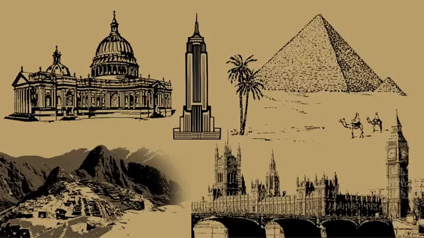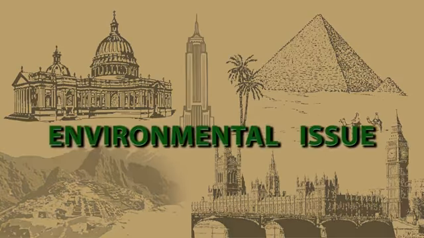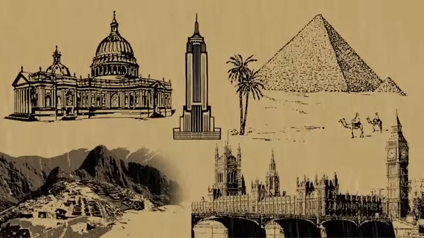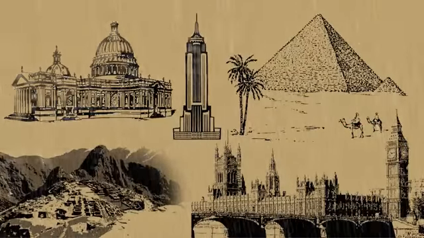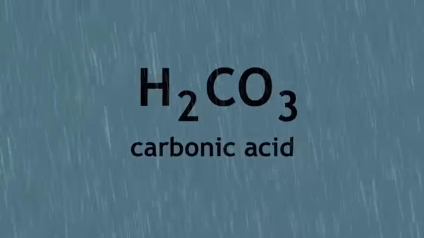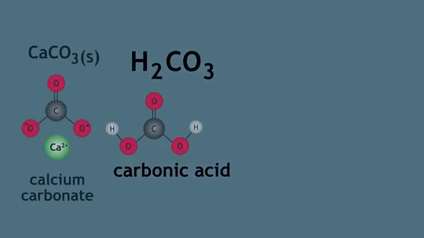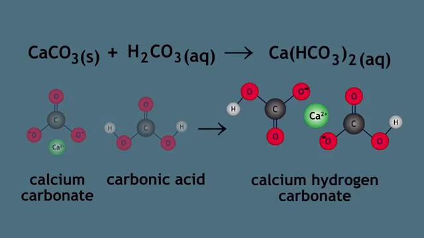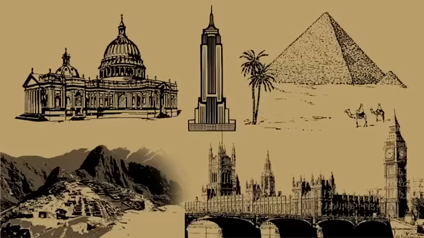There is, however, a fairly recent major environmental issue. Acid rain is slowly eroding these and many other limestone structures. One of the acidic components of acid rain is carbonic acid. Calcium carbonate reacts with carbonic acid to give calcium hydrogen carbonate, which is soluble in water. As a result, these limestone structures erode.